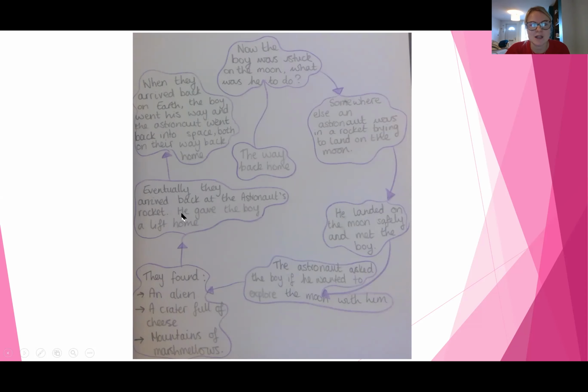Right, then my next box: after all that had happened, eventually they arrived back at the astronaut's rocket and he gave the boy a lift home. So he's left his aeroplane on the moon, he's gone back with the astronaut. And my final box, final bubble: when they arrived back on Earth, the boy went his way and the astronaut went back into space, both on their way back home. So you can see my story ends really similarly to Oliver Jeffers' version, where they both end up going back home.